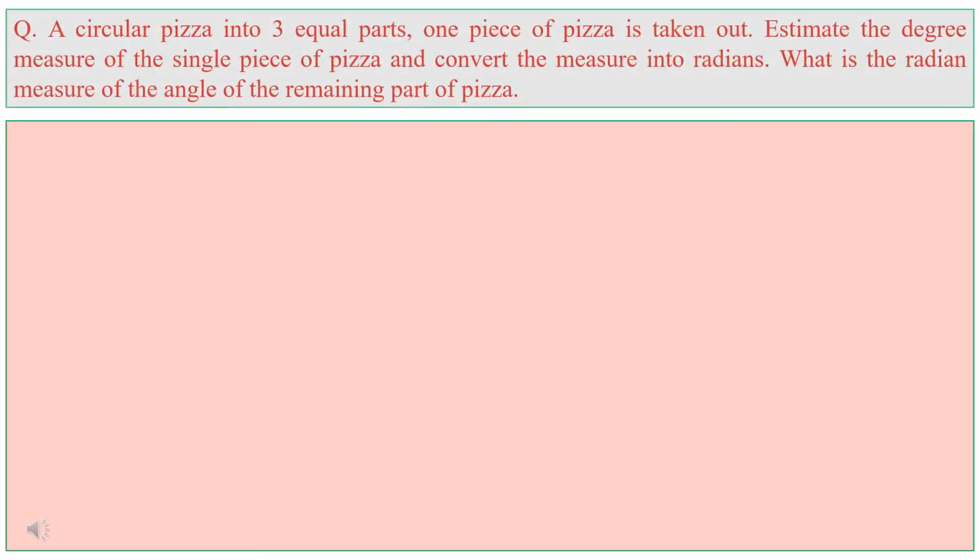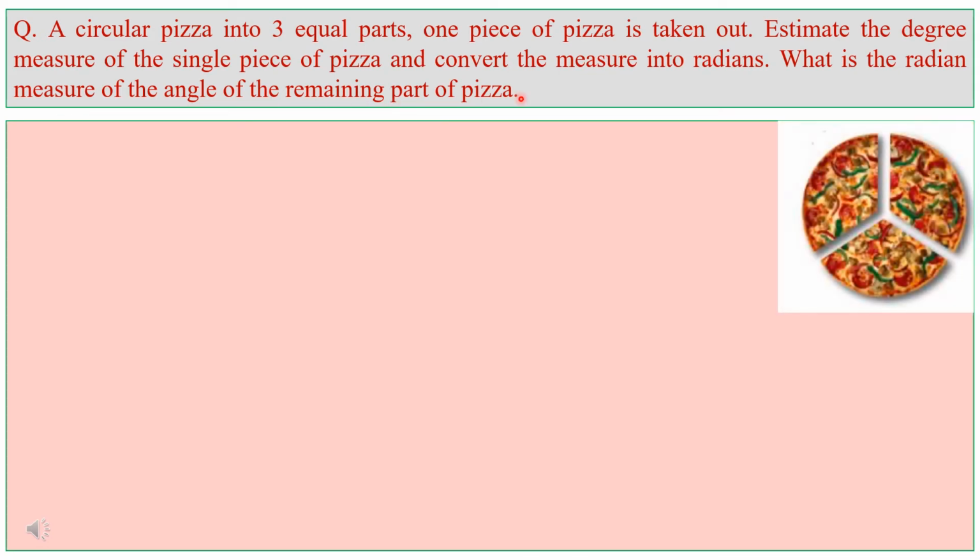Question. A circular pizza is divided into three equal parts. One piece of pizza is taken out. Estimate the degree measure of the single piece of pizza and convert the measure into radians. What is the radian measure of the angle of the remaining part of pizza? Here in this figure you can see a pizza divided into three equal parts.